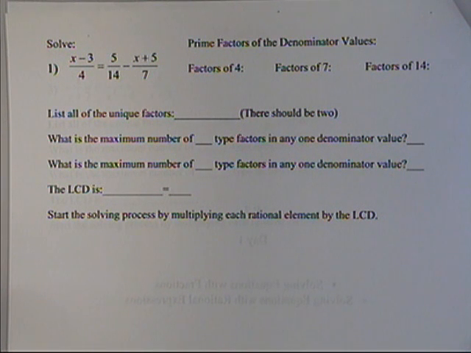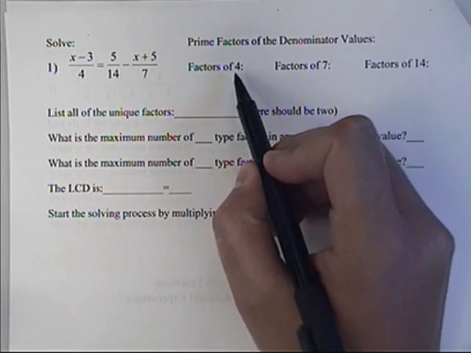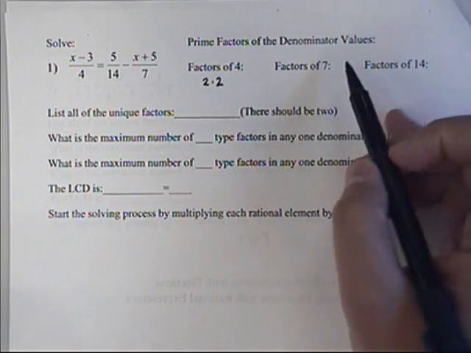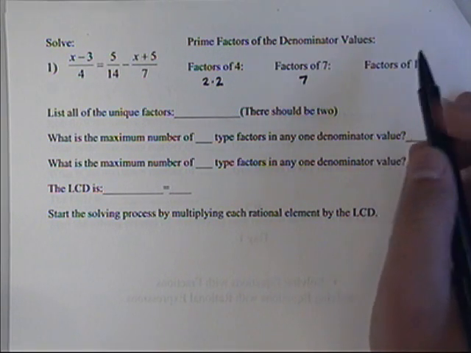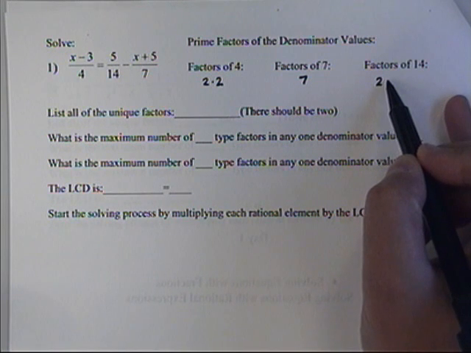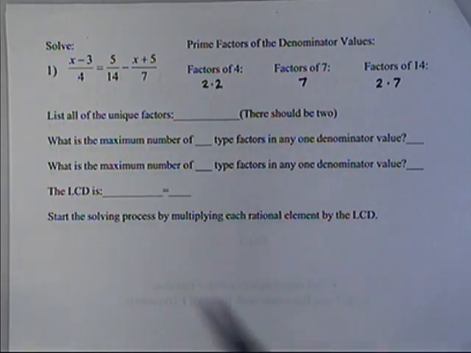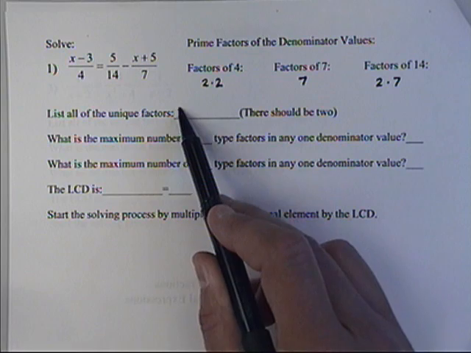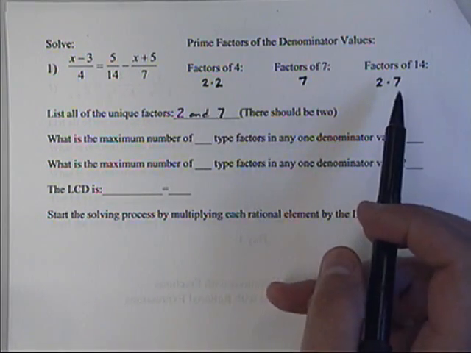least common denominator. Just like when you're adding and subtracting things, that's helpful. So factors of 4, well, if you break apart 4 into 2 and 2, those are the 2 prime factors. Factors of 7, there really are no factors of 7, it's just 7 times 1, so just say 7. Factors of 14 are 2 and 7. Okay, how many unique types of factors do I have? Well, I have a 2, that's one type, and I have a 7, that's the other type. That's it, just 2s and 7s.